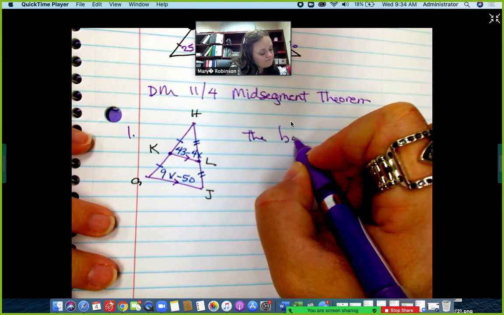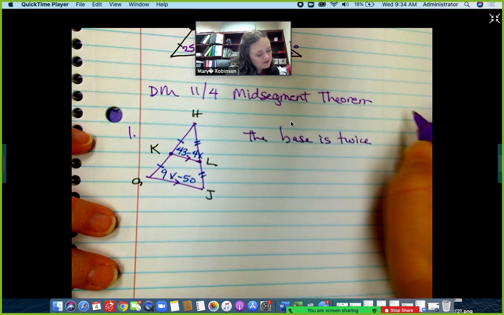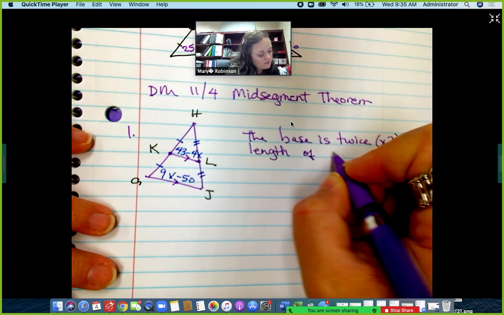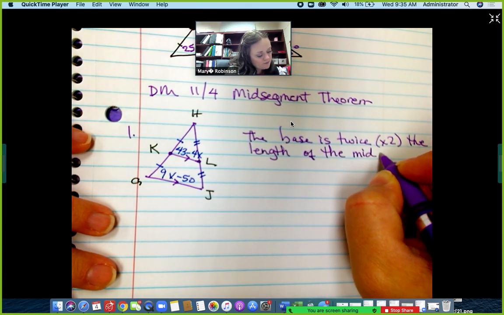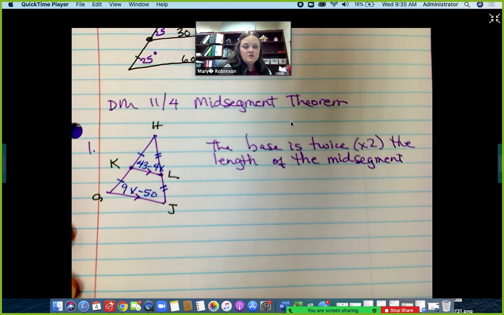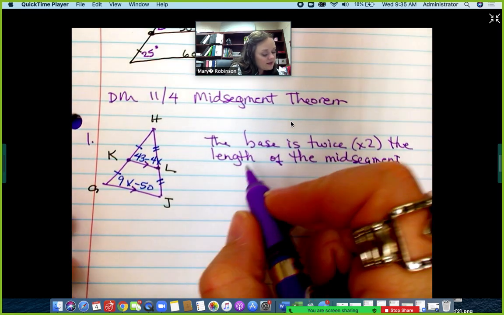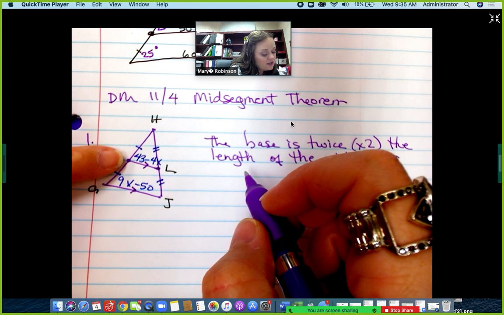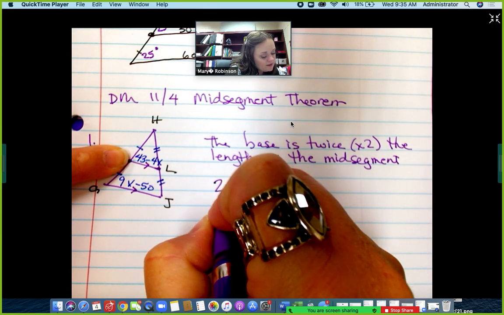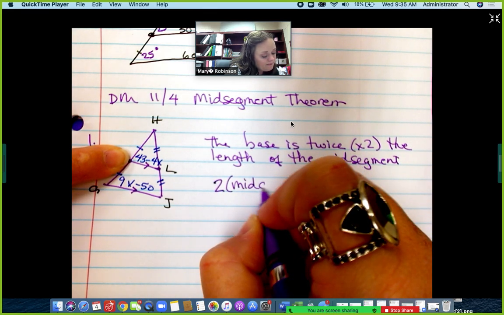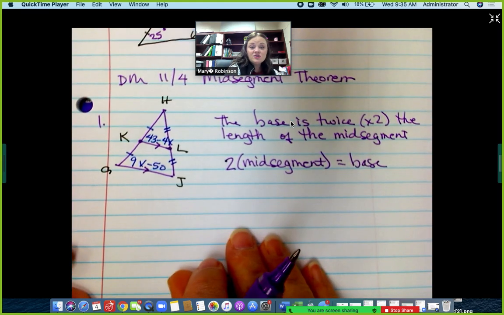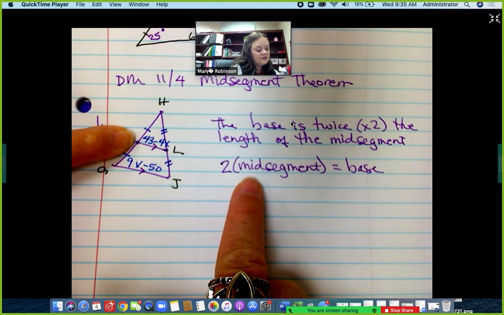The base is twice, that means times 2, the length of the midsegment. So that means when we solve that we want to recognize that if we double the midsegment, we would get the base. So what we're going to do is 2 times the midsegment expression equals the base. And that's how you're going to solve these. If we were to double the midsegment, we would get the base.